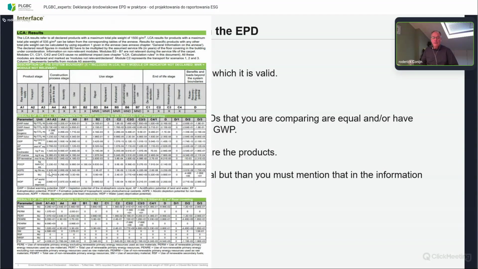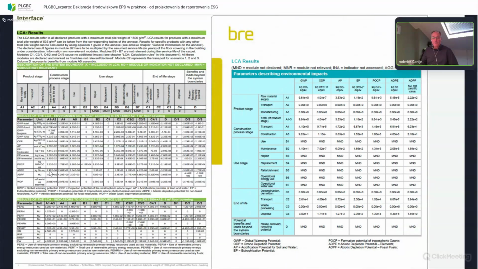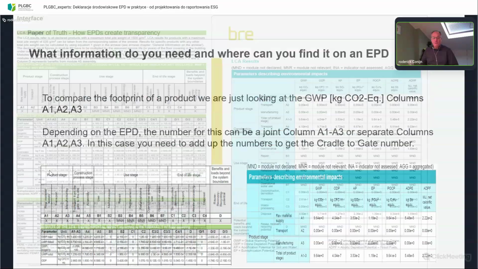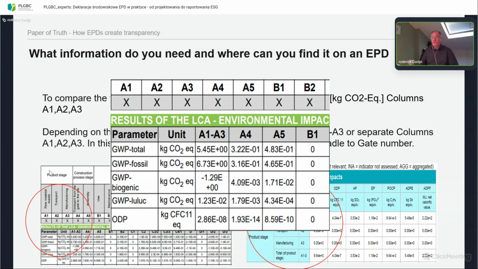So if you have the EPD, you will have the first page with all the data where the GWP number, or the global warming potential, is mentioned. That's the number we are actually looking at. Here are two examples of two totally different layouts of an EPD. But where do we need to look? It's the A1 to A3 column, and you can add them, or there will be a total on this.